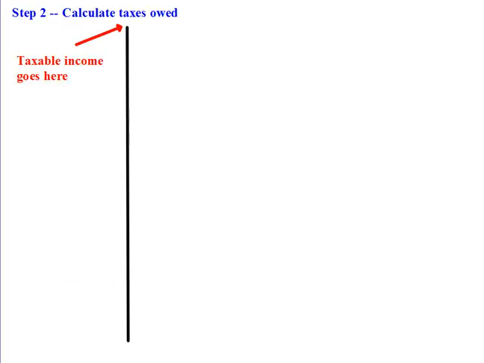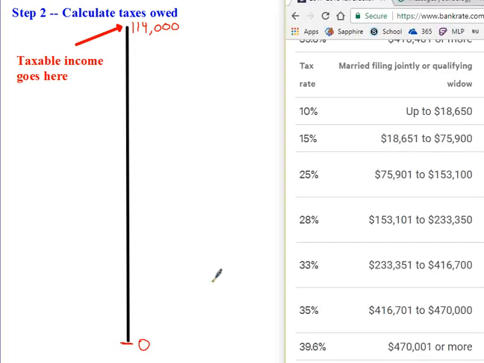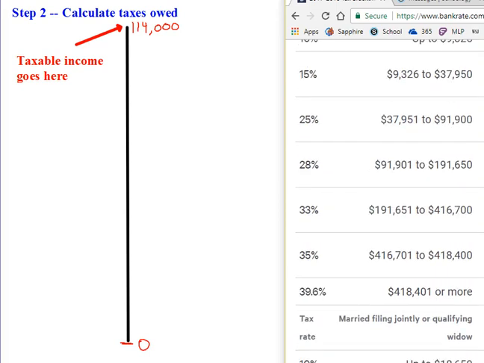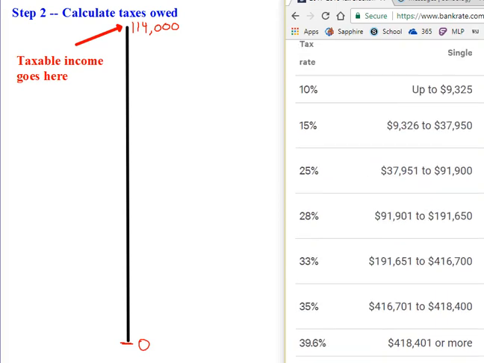So now we come over to our tax line, and we put our $114,000 at the top and our 0 at the bottom. Now we need to see our brackets. We're going to work through the brackets. These brackets from 2017 were the married filing jointly tax brackets that I used in the previous video, but this person is not married filing jointly. This person is single. So let me slide up here to the single brackets. And here we go.